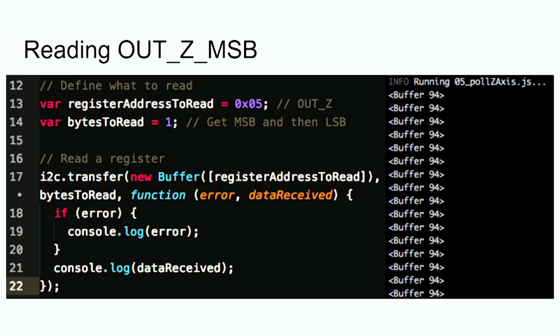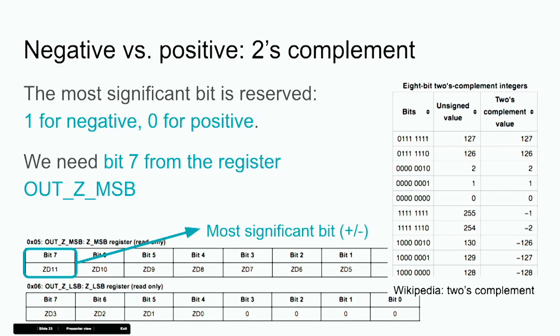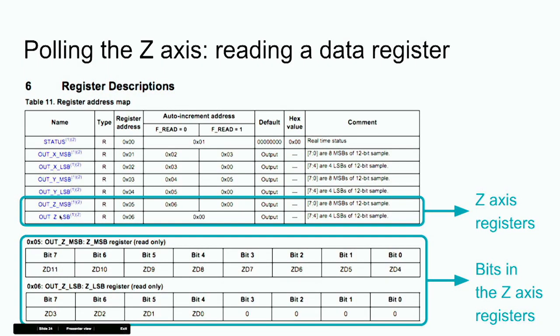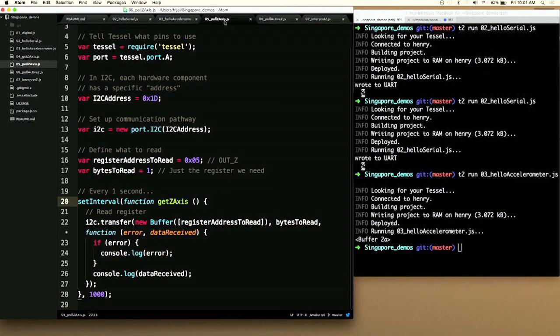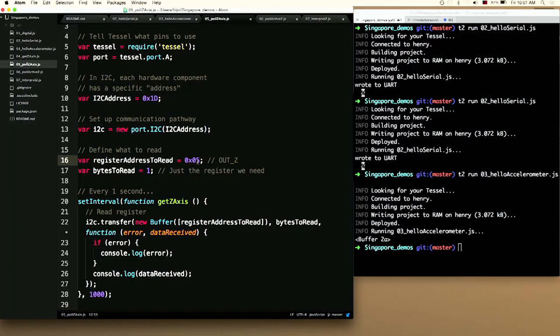Okay, so let's start with, we need to read out z MSB. So if we look back at the registers here, this one, it says out z, the most significant bits are located at 0x05. So far, so good. We've got the same stuff up here. Now we're looking at a different register to read. We only need the one register. And within an interval of 1 second, we're going to ask it for that register, okay?